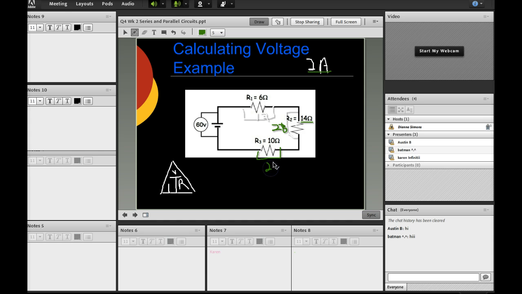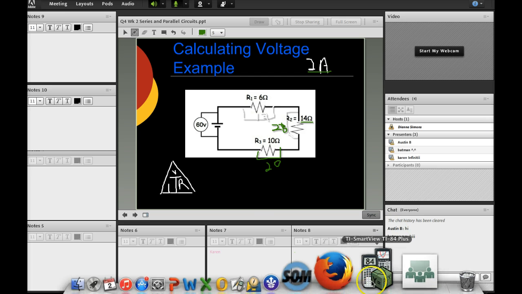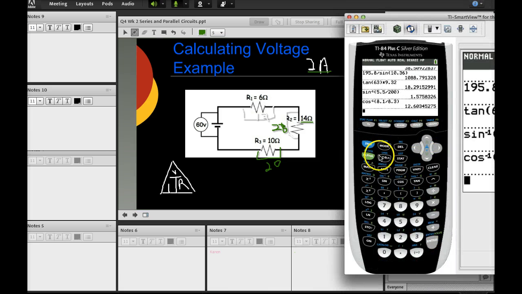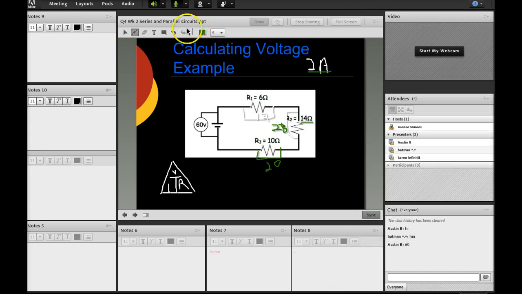So what's 20 plus 12 plus 28? 12 plus 28 plus 20. Okay. Let's see. 12 plus 28 plus 20, right? 60. And it's got to add up to 60 because that's how many volts that we have there. Make sense? Okay. So that's a series circuit.